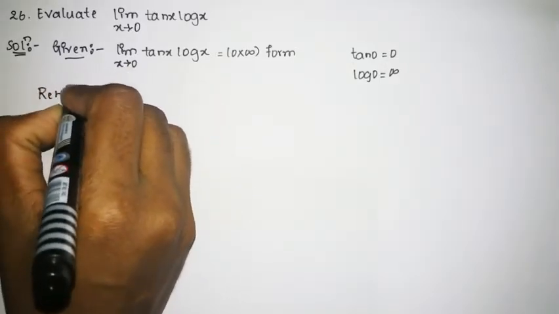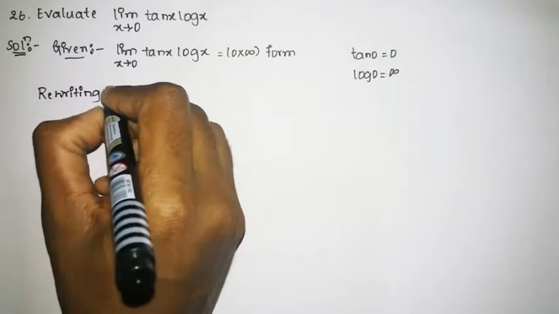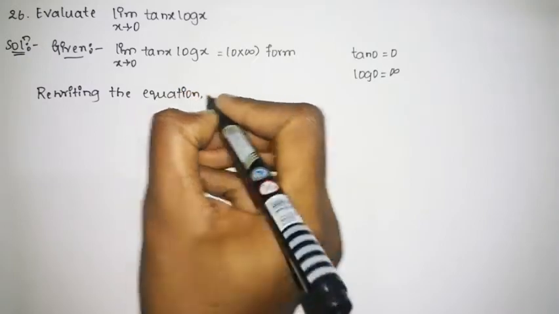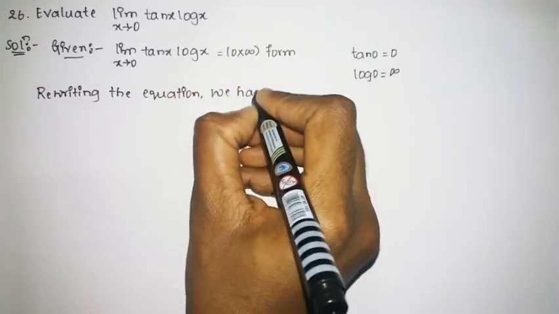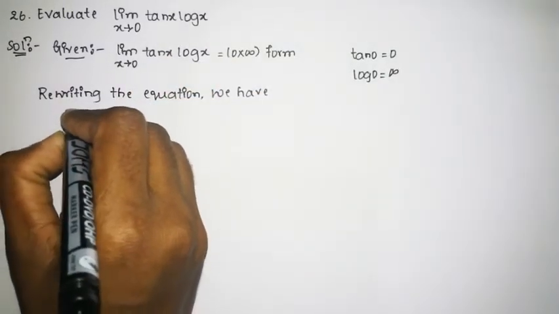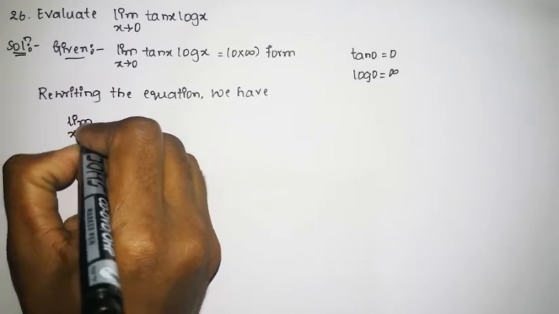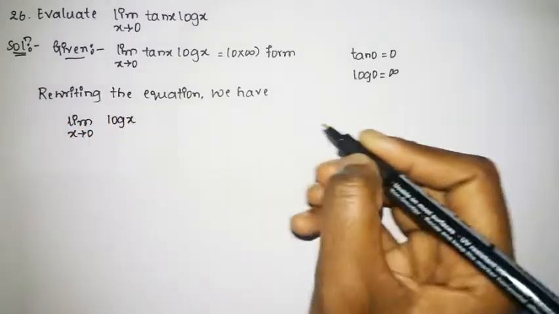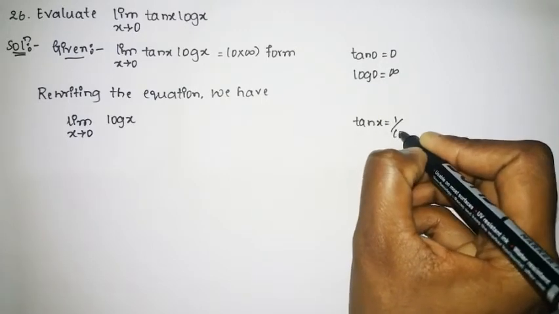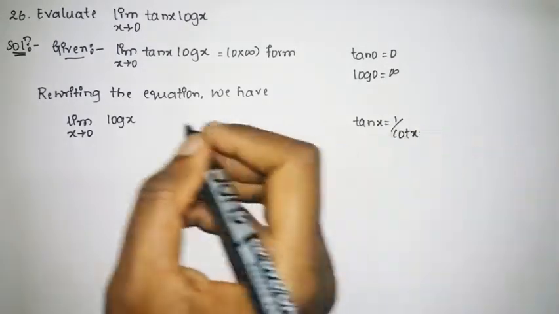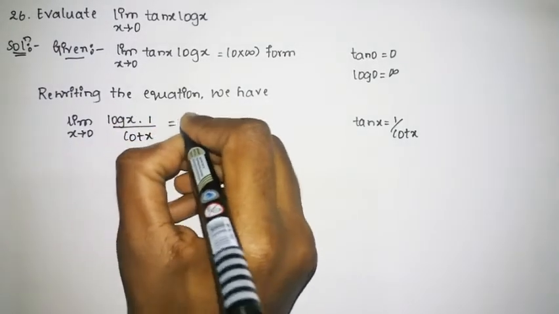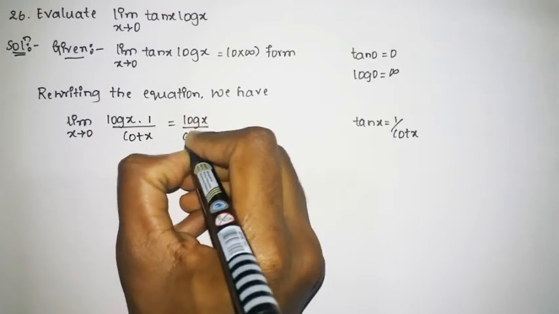So rewriting the equation. That is we need to rewrite this given equation. So rearrange the terms. That is we shall write the limit as x tends to 0 keeping log x as it is. So as we know that tan x is nothing but 1 divided by cot x. So tan x can be represented as 1 divided by cot x. So into 1 divided by cot x, this will be log x divided by cot x.